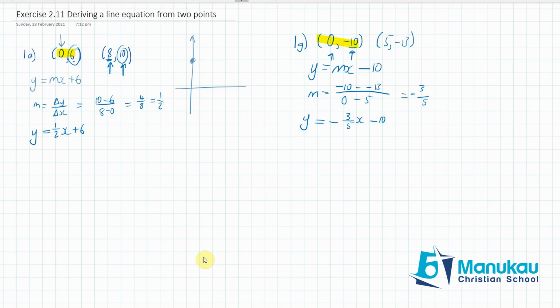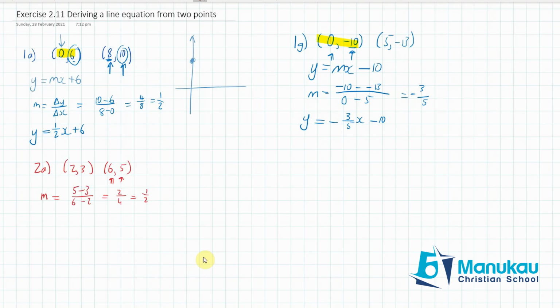Okay, but like I say, they're not all that easy. So let's try one from the second lot. 2a. This time I have 2, 3, and my other one is 6, 5. First step in these ones is find your gradient. M equals change in y over change in x, so it's going to be 5 minus 3. I started here. So with my x's, I'm going to start here. 6 minus 2. This gives me 2/4, which is equal to 1/2.